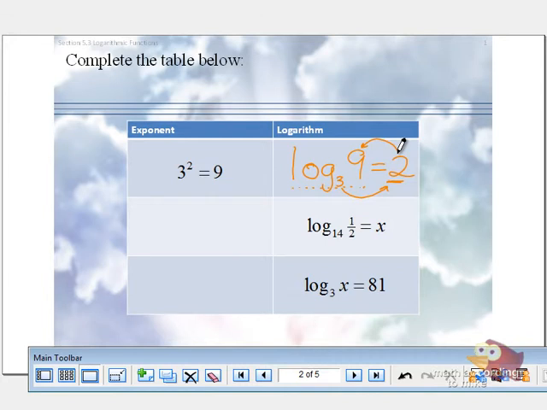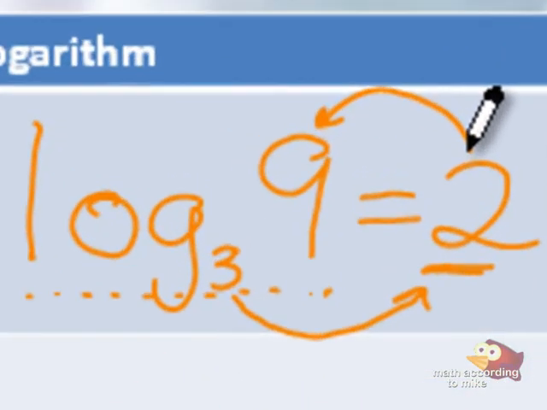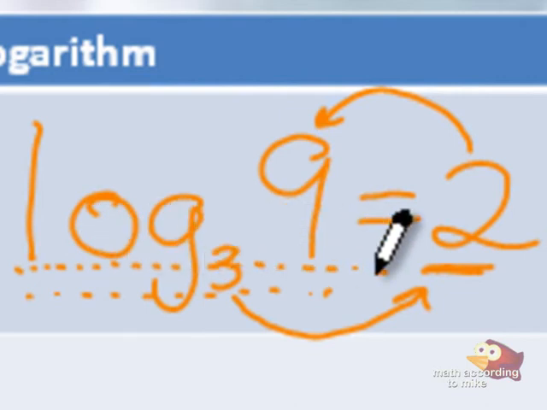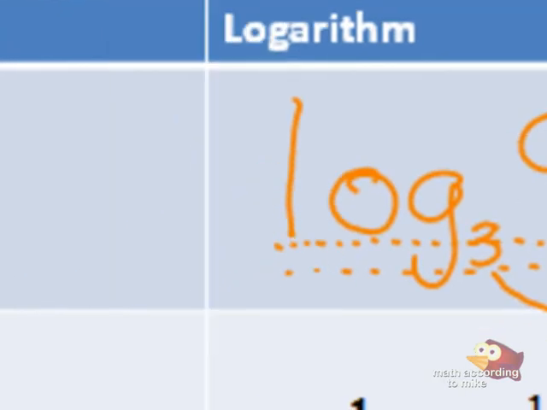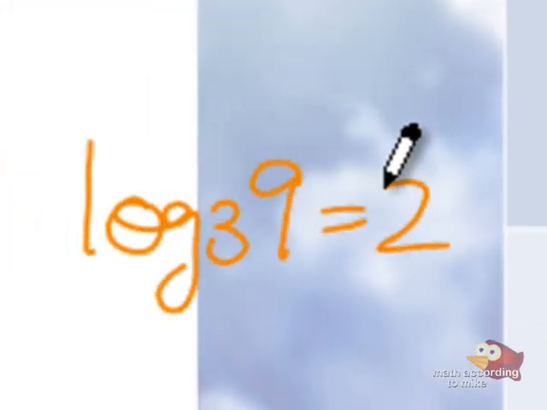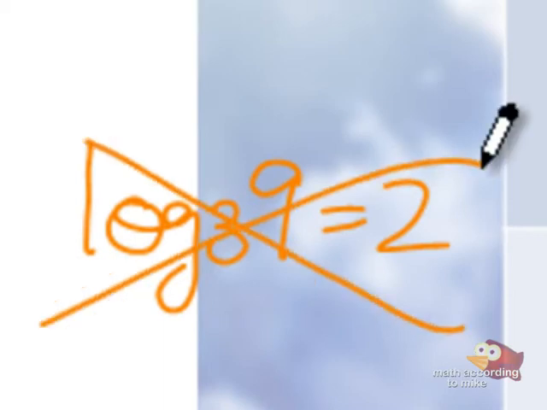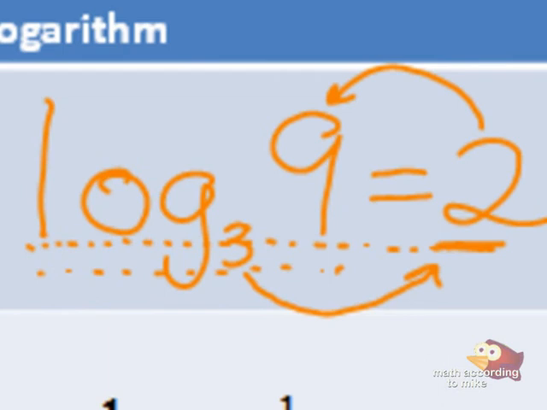Now class, real quick, notice how the log, the 9, and the 2 are all on one line, and the 3 is written as a subscript. So if you write it like this, I'm like, that's pretty. And then I take points off. It will not kill you to write a subscript.